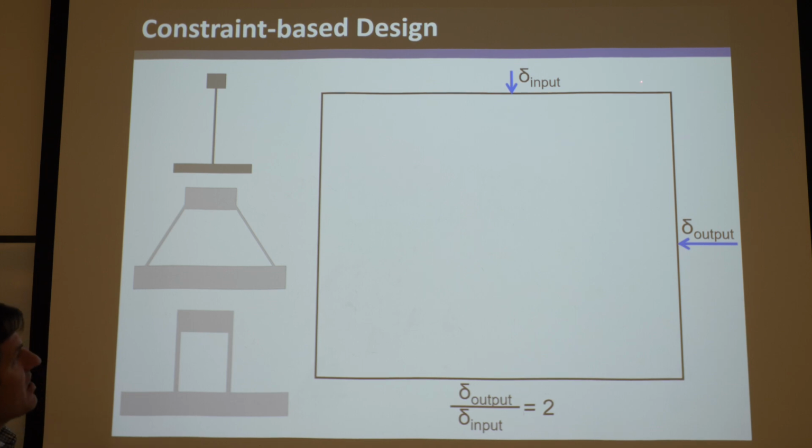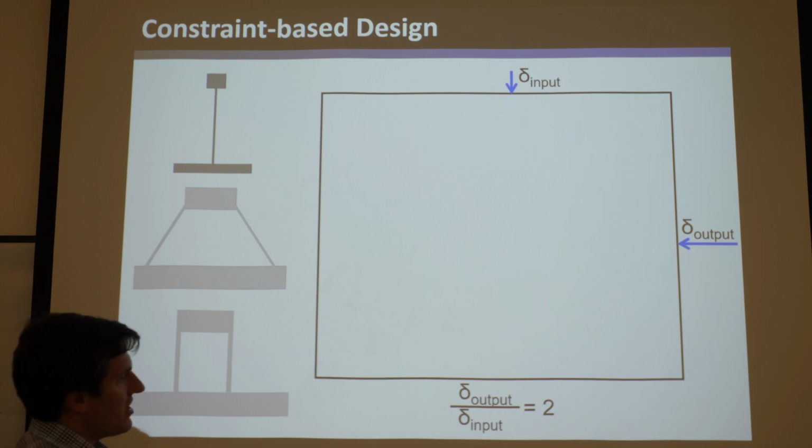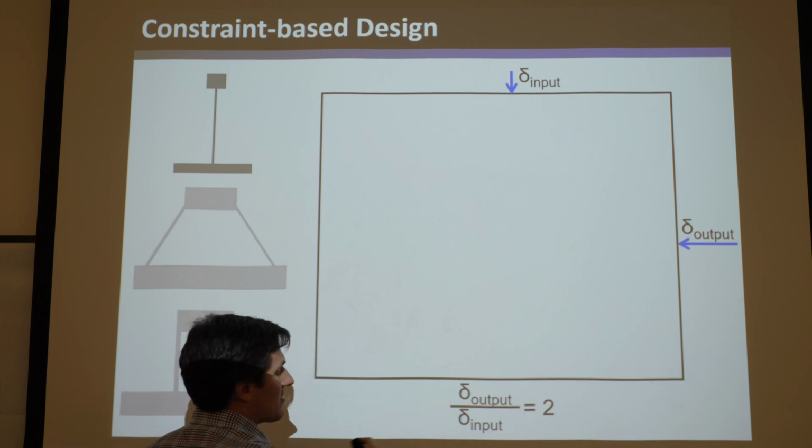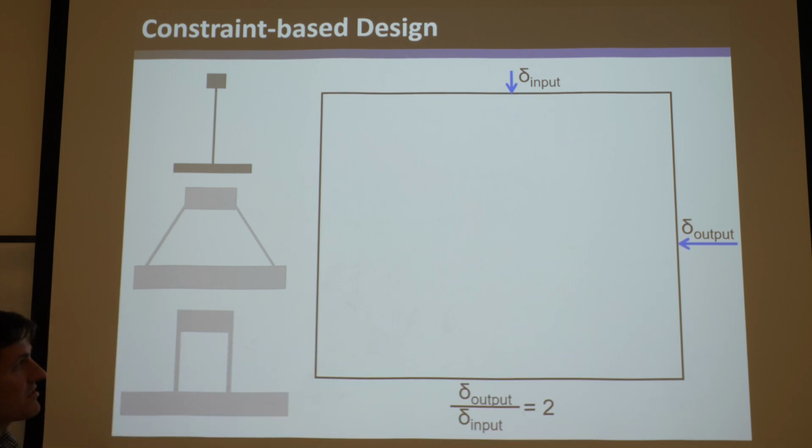Say you wanted some mechanism that fits in this design space. You want your input to be here, and you want your output to be here in these directions, and you want the geometric advantage to be such that the output is twice as large as the input. Okay, so the geometric advantage is 2.